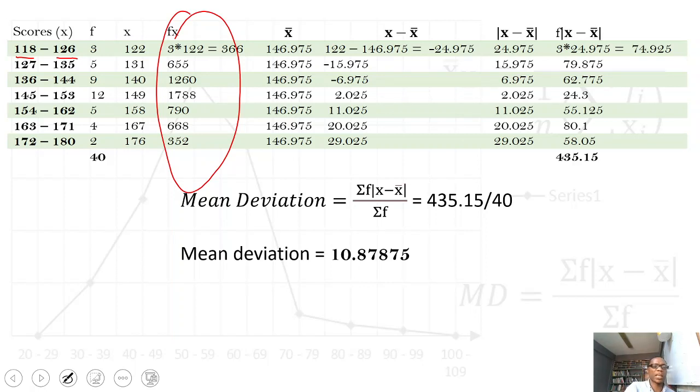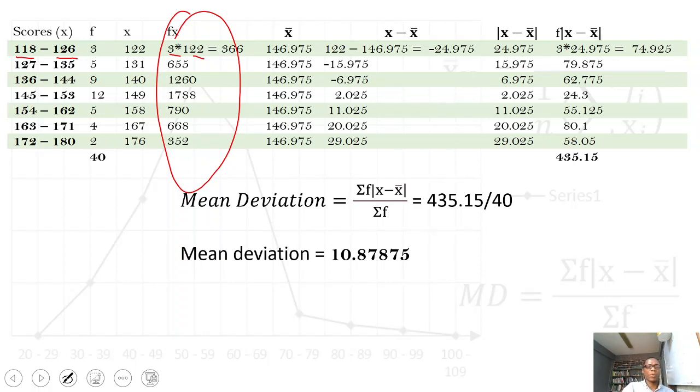So here we will say 3 times 122, that gives us 366. 5 times 131 gives us 655. We will do that for the entire column, and then we will have fx. If we add up this column and divide that by 40, that gives us 146.975, which is our mean.